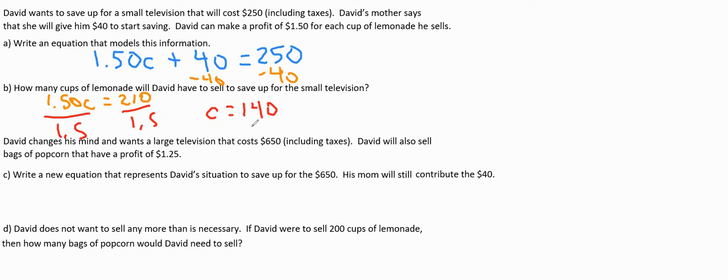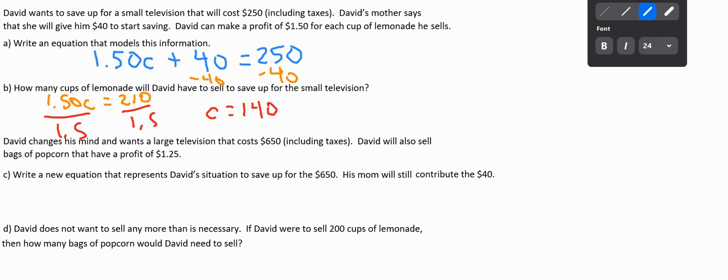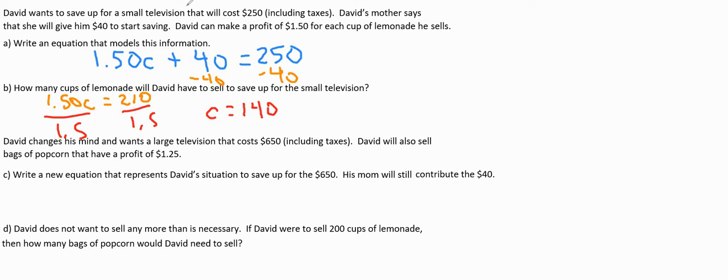David changes his mind and instead wants a large television that's going to cost $650, including taxes. David also said, hey, I'm going to sell some bags of popcorn to get up there a little faster, and that's going to make a profit of $1.25 each. So we're going to write a new equation that represents David's situation as he tries to save up the $650. His mom is still going to contribute the $40. So we're going to start with David's mom, still got the $40 there, and he wants it to equal 650.